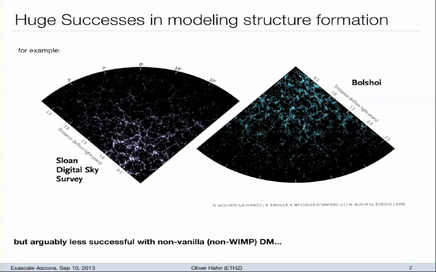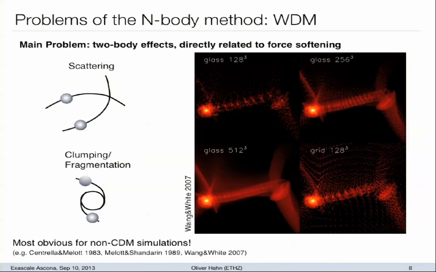But arguably, this has been much, much less successful with non-vanilla, non-cold dark matter candidates that have this additional feature of a truncation in the emission spectrum. Whenever people try to simulate this, since the 80s, when such dark matter models were still considered possibilities, people have seen that what you see here, which is just a picture of a halo and some filaments in such a simulation that has suppressed small-scale structure in the initial perturbation spectrum, and this is taken from the Wang and White 2007 paper.